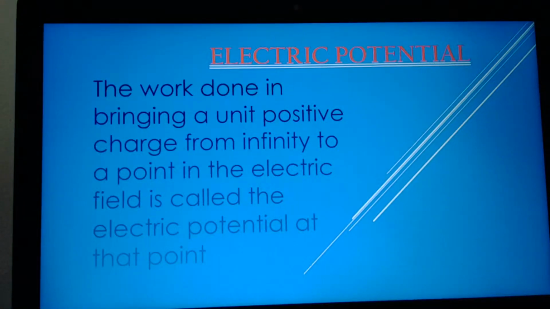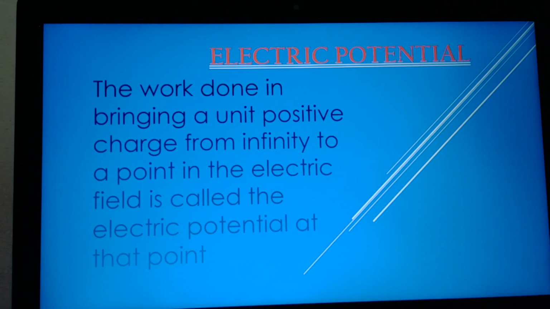Is it clear? See, the work done in bringing a unit positive charge from infinity to a point in the electric field is called the electric potential at that point. How much work is required to bring a unit positive charge from infinity to a particular point within an electric field? That is defined as the electric potential at that particular point.